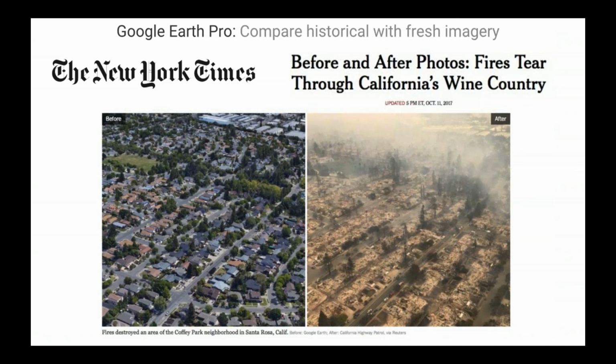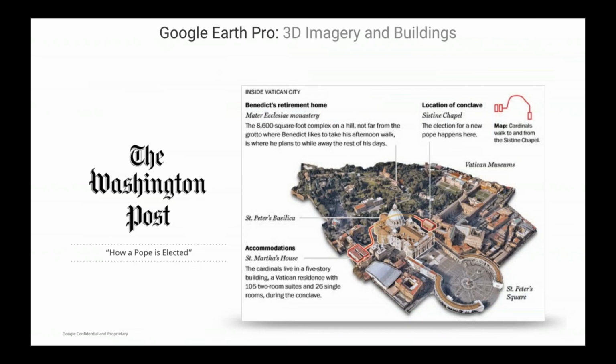This is taking a look at satellite imagery before on the left-hand side using Google Earth imagery. On the right-hand side, this is imagery taken from a drone or a helicopter showing the devastation after those California wildfires. This one was actually done by the New York Times, but this could really be done by anybody.